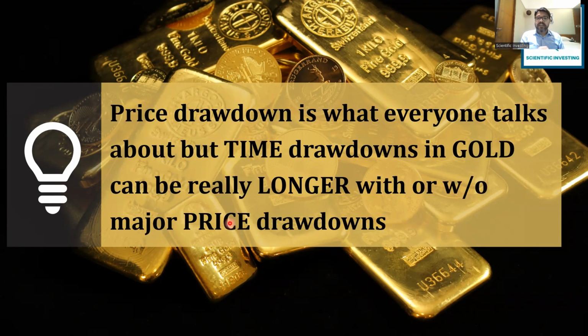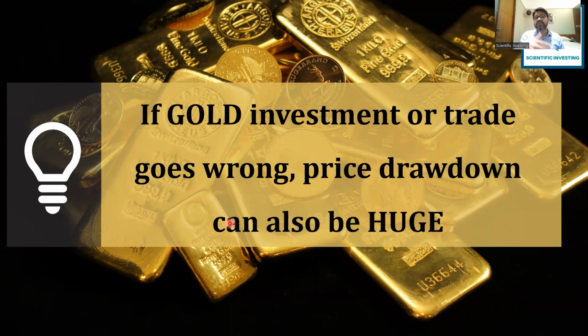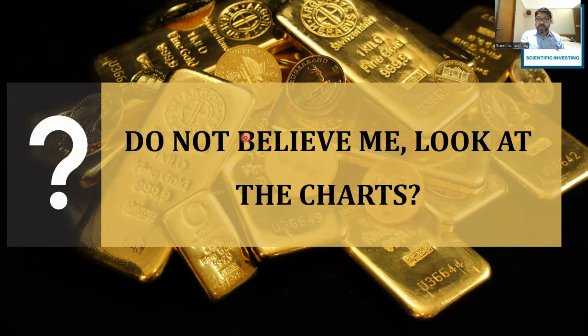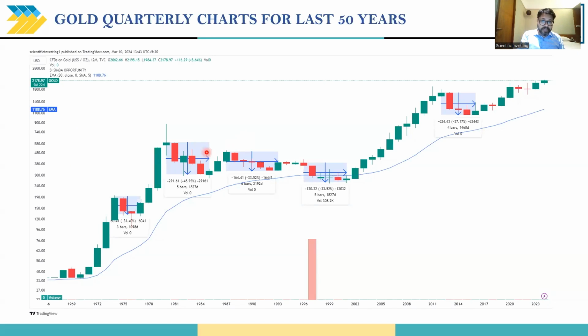The other thing is price drawdown is what everybody talks about. Whenever we think of correction, we always think of price drawdown. But look at the type of drawdown gold has. The time drawdown in gold is really, really long, 10 years without any return. And gold has price drawdown also. We'll talk about price drawdown, but with gold you can have really long periods of time drawdown. And let us say if the investment goes wrong, then how much is the price drawdown in gold? That is also very high.